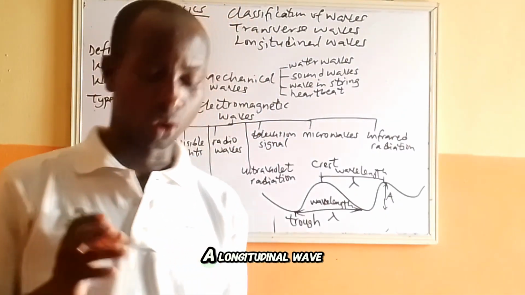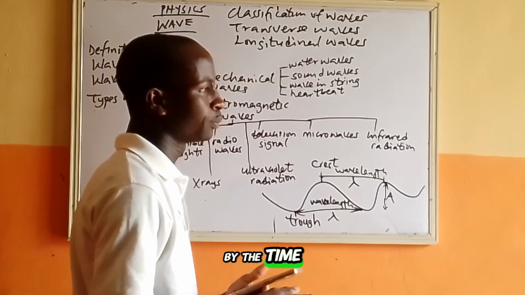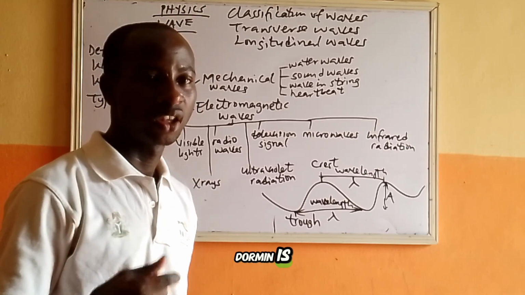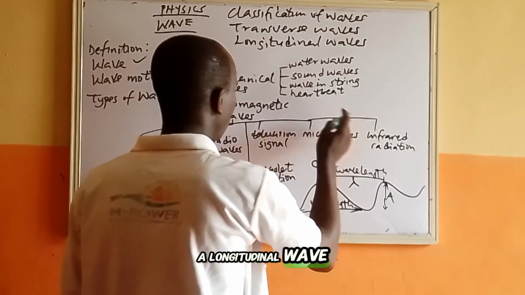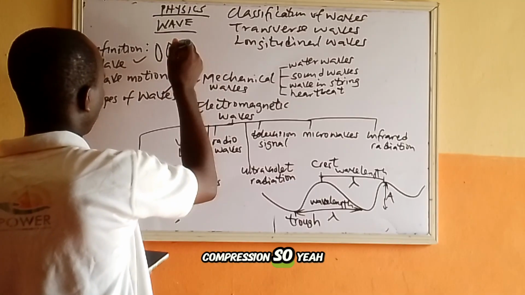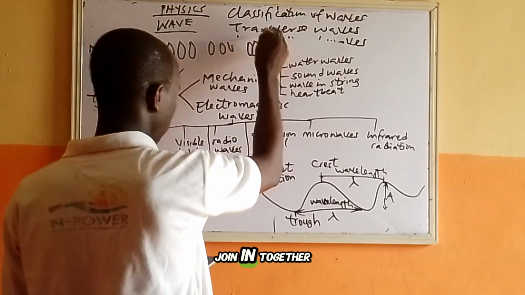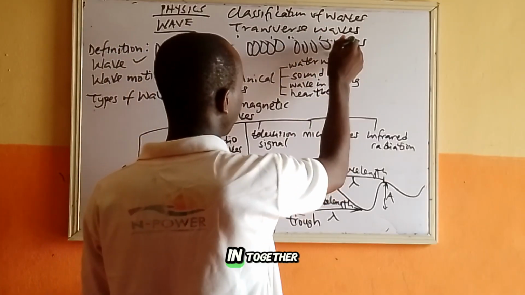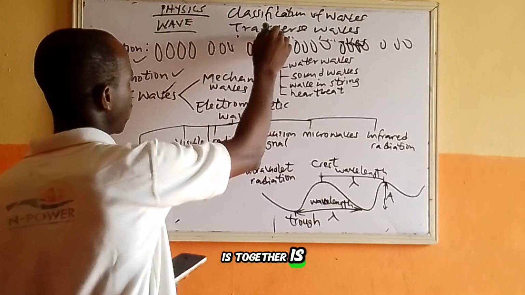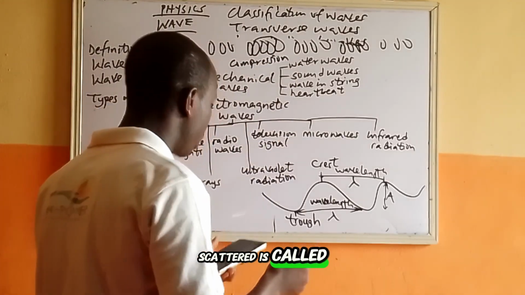An example of a longitudinal wave is a sound wave. If you are hearing music from afar, the more you move closer to where the drumming is, the louder it sounds. A longitudinal wave will form something like this: it scatters, then joins together, scatters, then joins together. These are longitudinal waves. The part that is together is called compression, and the part that is scattered is called rarefaction.